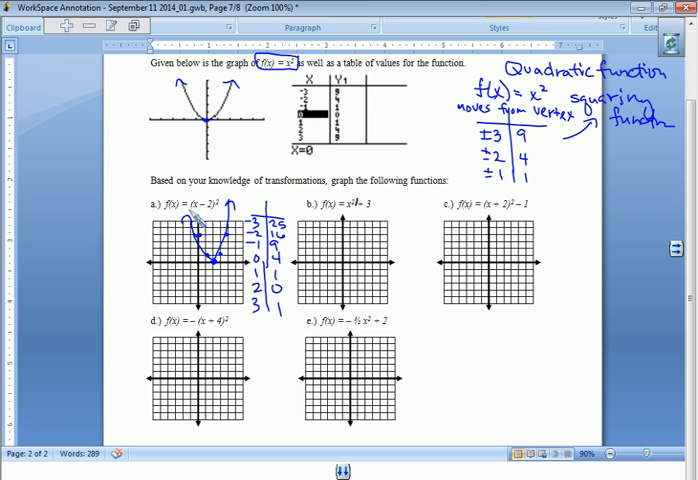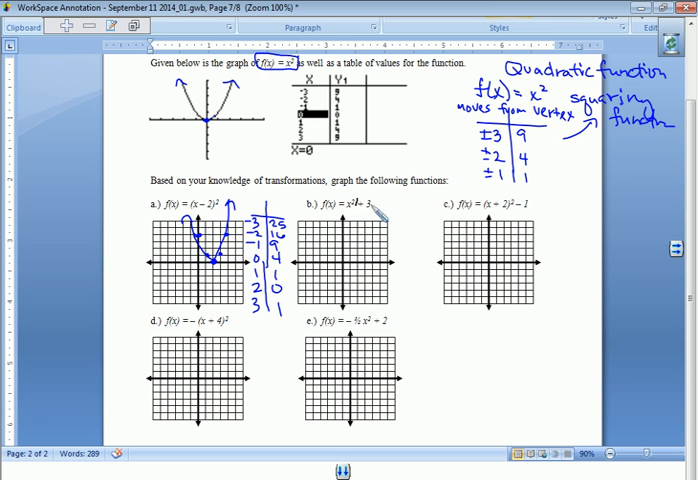Could I make a table and graph it? Sure. Was it quicker just to shift the vertex? Yes. And that is why we like to graph given transformations. It's quicker. It's nice. It's simple.